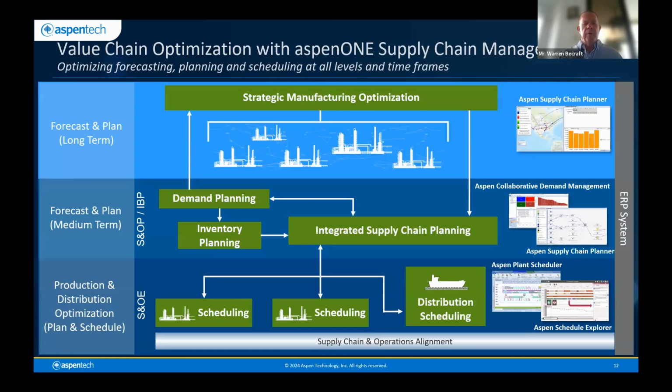And then at the lower level, we need to make sure we have alignment between our planners and schedulers and the operations and logistics teams that are executing those. So it's important to have that collaboration piece to ensure everybody is working together.